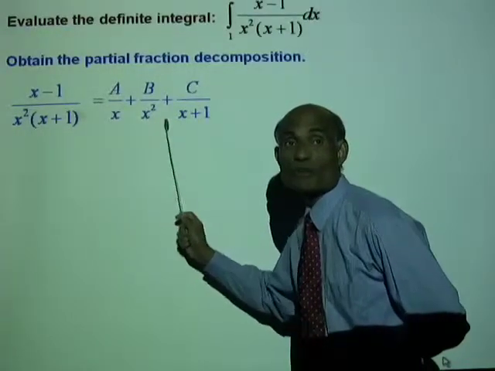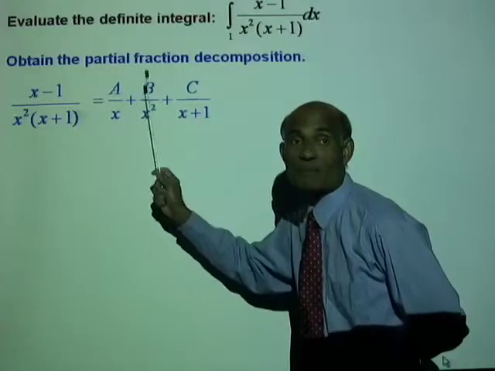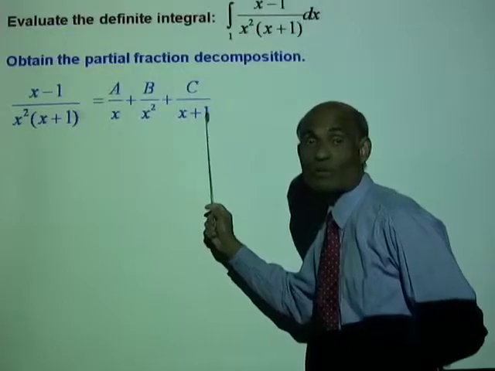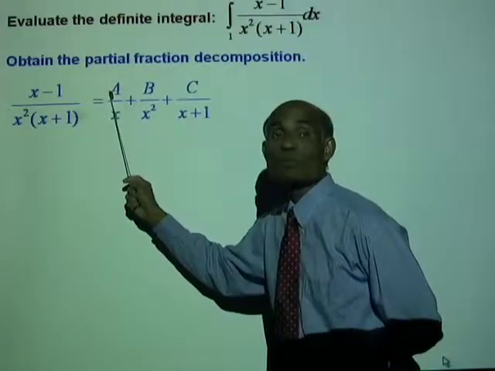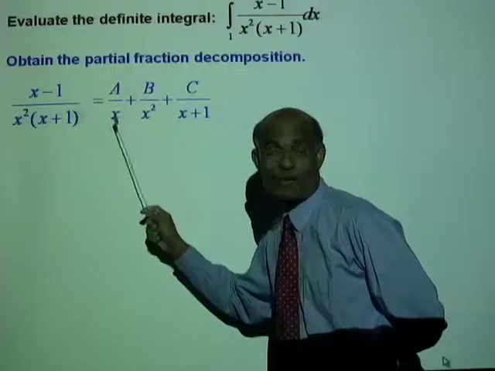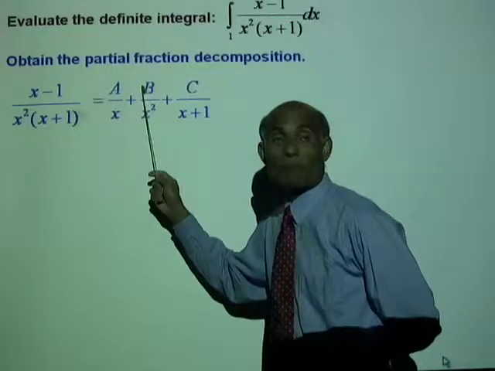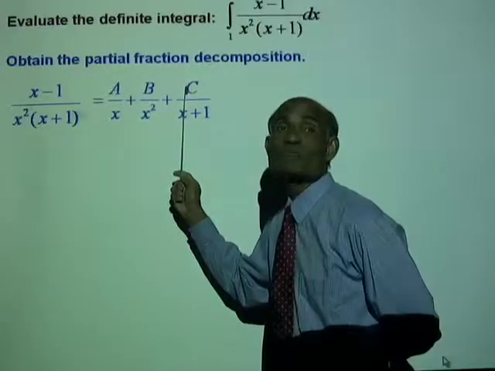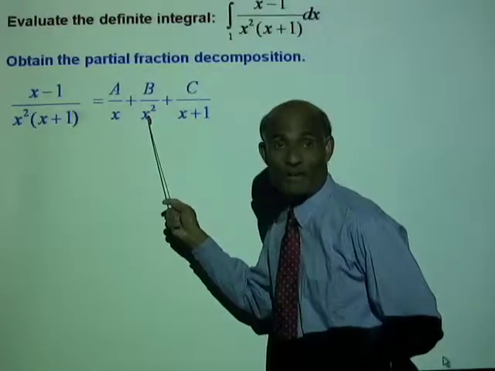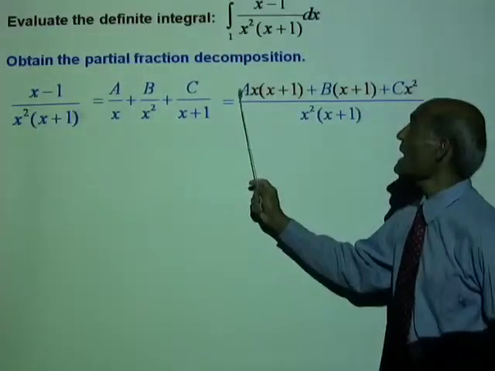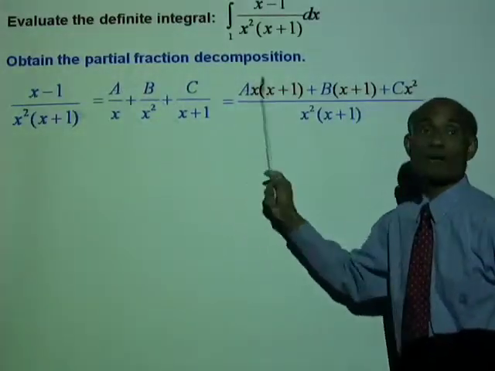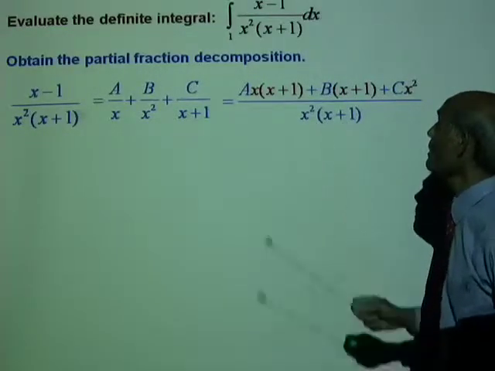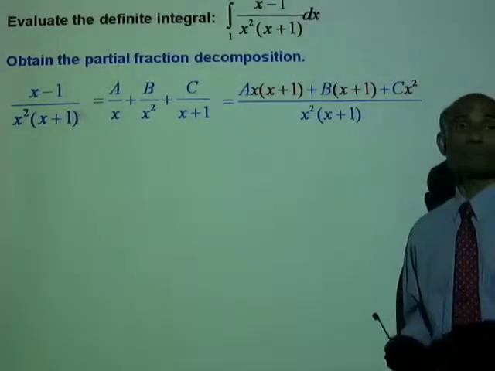Common denominator is x squared times (x plus 1). Tell me, what will a get multiplied? The common denominator is x squared times (x plus 1). A will get multiplied by x times (x plus 1) because there is an x already there. B will get multiplied by (x plus 1), and c will get multiplied by x squared. Alright, so that will be ax times (x plus 1) plus b times (x plus 1) plus cx squared over x squared times (x plus 1).